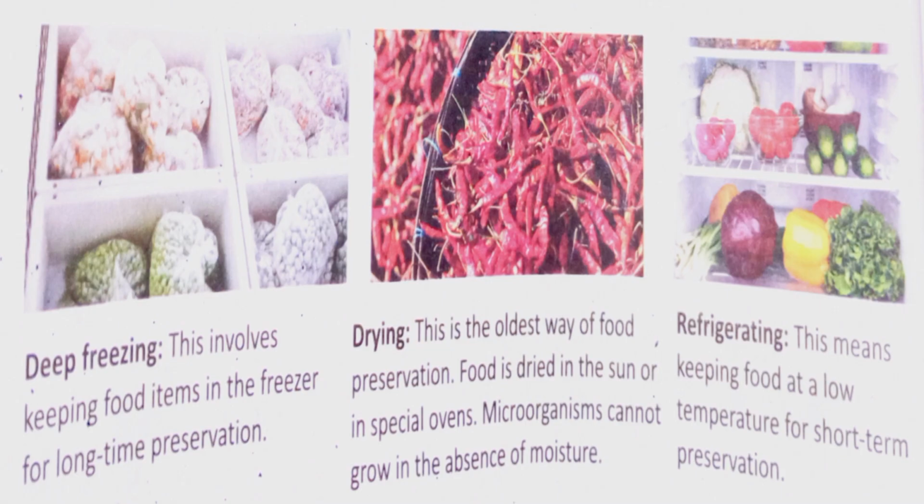Now next, deep freezing. So we can deep freeze some of the vegetables like peas, cauliflower.